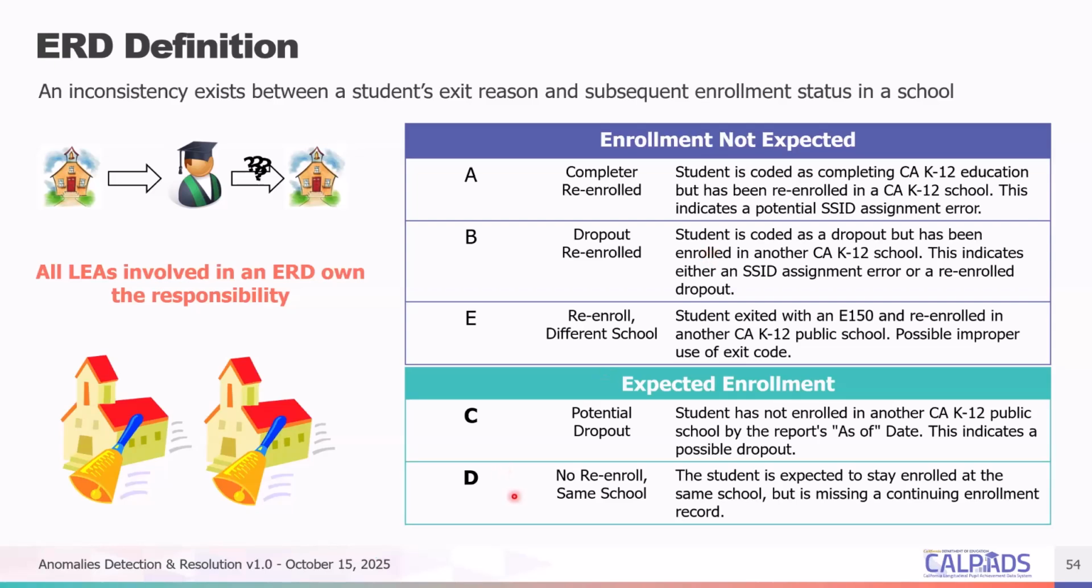Now, if the student was SARB, then that could be a different scenario. Okay. And then for C and D, these ERDs are that you exited the student with, let's say, a T160, but there was no subsequent enrollment reported in CalPADS up until census day. So these are your lost transfers. If you have E155s and you no longer have a subsequent enrollment, then you have a lost transfer dropout. And for D, this is essentially saying that you have a mid-enrollment exit and CalPADS expects a new enrollment the next day at the same school. So that's C and D.